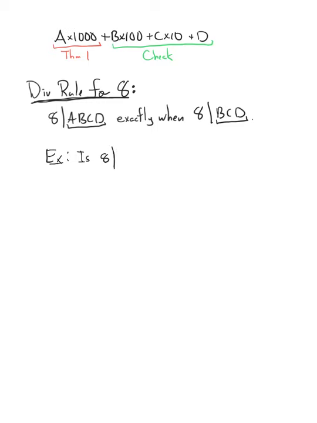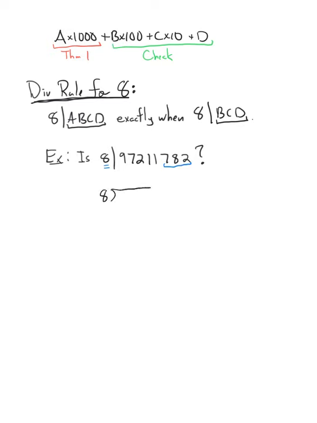Is 8 a factor of 97,211? Let's do 782. So our rule says all we need to do is check if the last 3 digits are divisible by 8. So let's go ahead and check them.